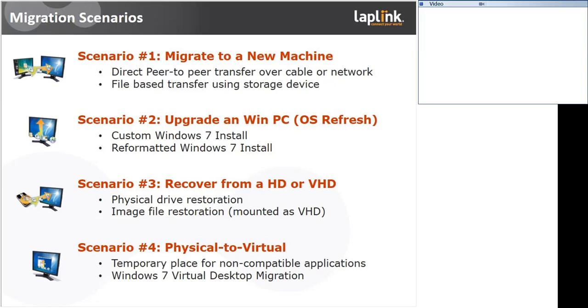Scenario number 4 is physical to virtual, and that is that we can also move into a virtual machine. If you want to have a virtual desktop where you still run your Windows 7 or even your Windows XP or certain applications, we can also move into a virtual machine, or from virtual to virtual.